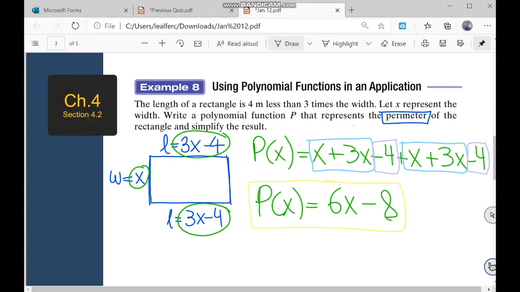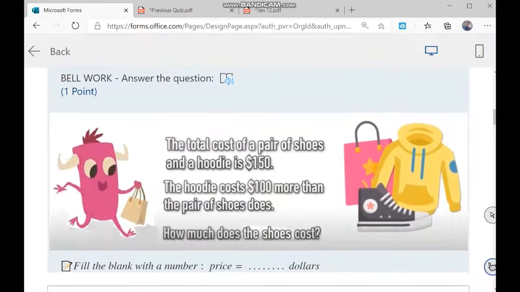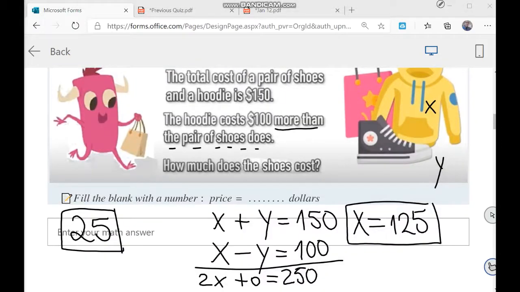Before, as usual, let's try to solve this bell work. Today the bell work is about this guy who went to the shopping mall and started to buy lots of things. He liked fancy clothes, and he bought this fancy hoodie and a pair of shoes. He spent a total of $150, but the hoodie costs $100 more than the pair of shoes. How much do the shoes cost? Only the shoes. I want you to send me a message here.